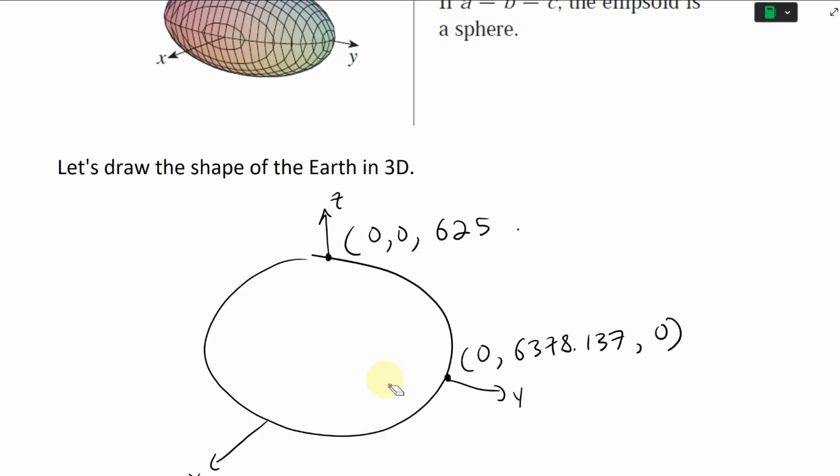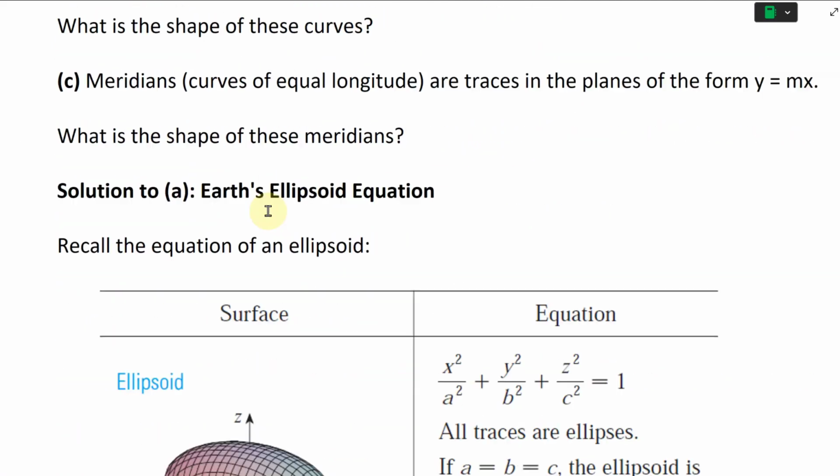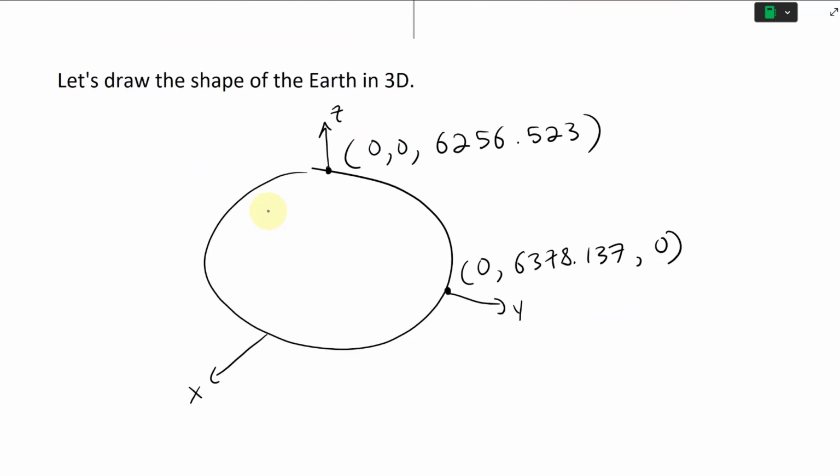Actually, this is a 6 right here. 6, then 0.523, like that. And if you go back up here, yeah, 6356.523 and 6378137. And then at the equator, so any point here, this is also the equator. This is also going to be the same as this y1, but the x-axis.